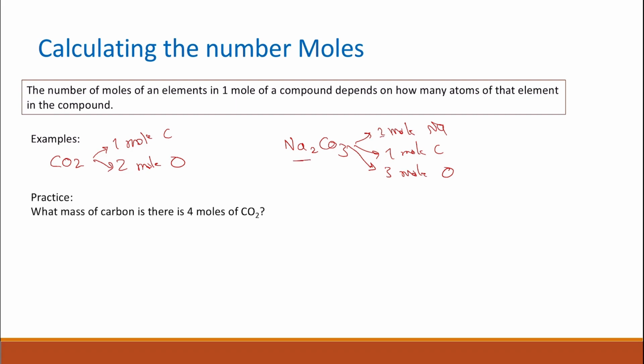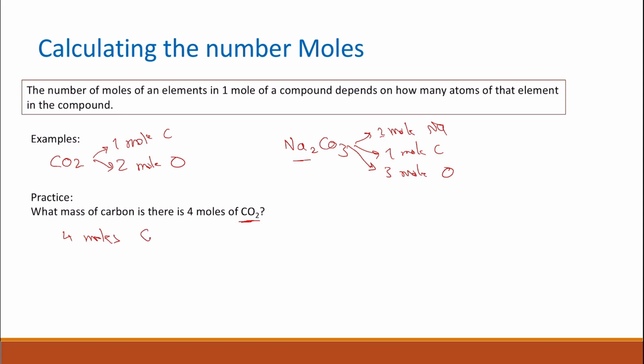So let's have a practice question. What is the mass of carbon in 4 moles of carbon dioxide? So first of all, we need to know how many moles of carbon there are in 4 moles of carbon dioxide. So 4 moles of carbon dioxide will contain 4 moles of carbon, because each mole of carbon dioxide will contain only 1 mole of carbon. So 4 moles of carbon.